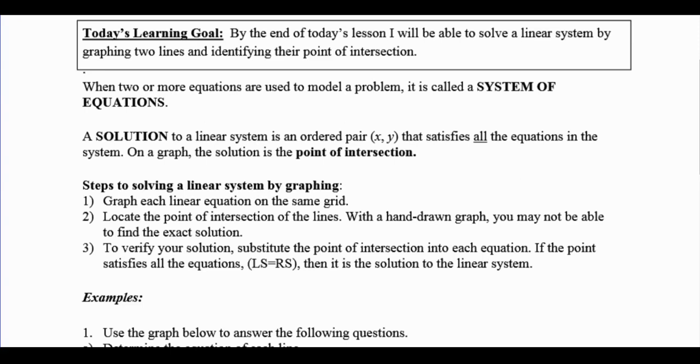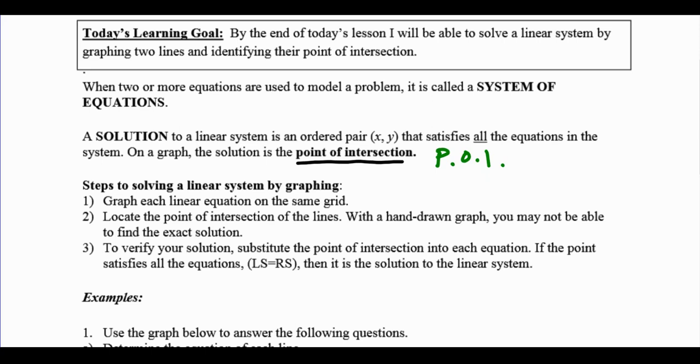We find a solution between these two lines when the solution of the linear system is an ordered pair, so an x and y coordinate, that satisfies all the equations in the system. On the graph, a solution is the point of intersection. And just for short, we usually say the POI. So we're constantly looking for the POI in these problems.